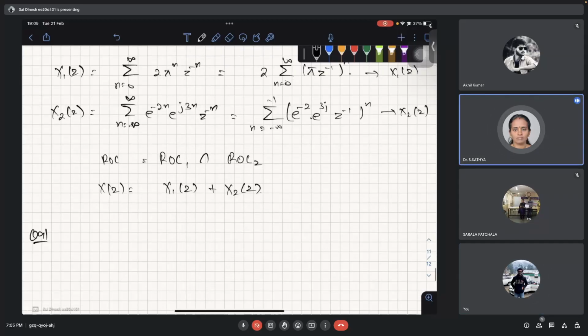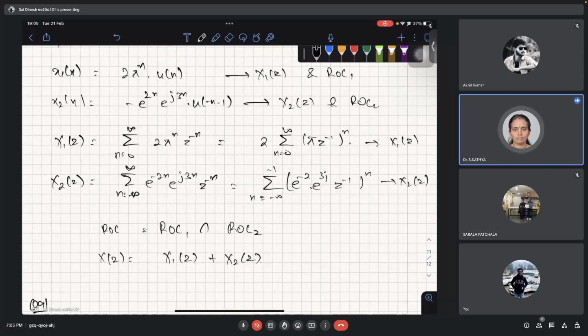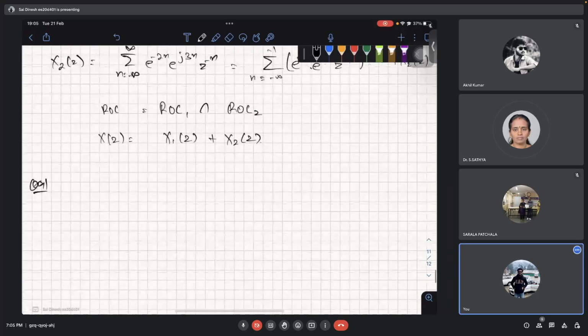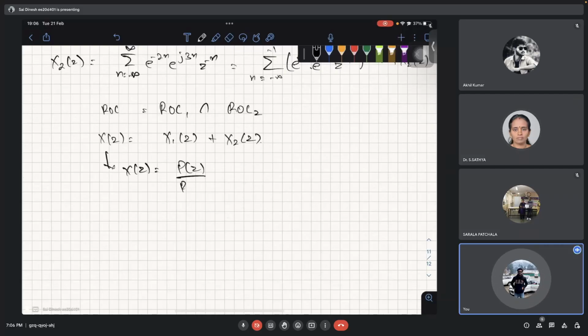So he has to find the z naught, no, sir. Okay, so we are finding the region of convergence, and you're told that you need to add x1 of z plus x2 of z. So at last we need to substitute z is equal to 0. How to find the value of z naught? Basically, once you get x of z, you will get it in the form of numerator by denominator, right?